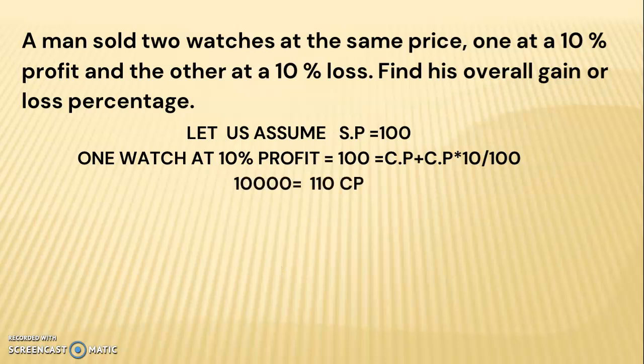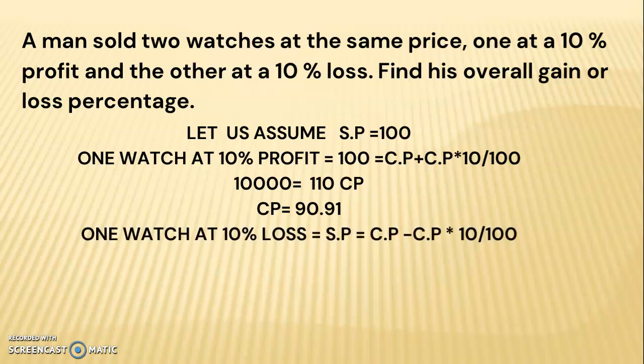So that means the right side, if you make 100 as a common denominator, it will become 100 CP plus 10 CP, that is 110 CP. This denominator 100, when it comes to the left side, 100 into 100, it will become 10,000. So now CP is equal to 10,000 divided by 110, 90.91. That means if the selling price is 100 rupees with a 10% profit, the cost price must have been 90.91 rupees.